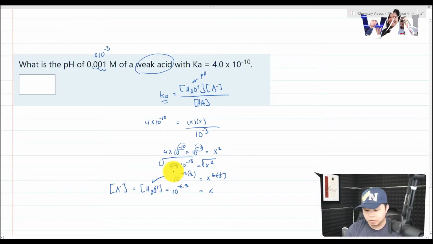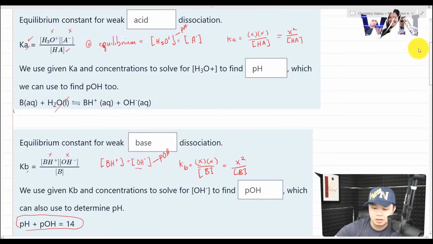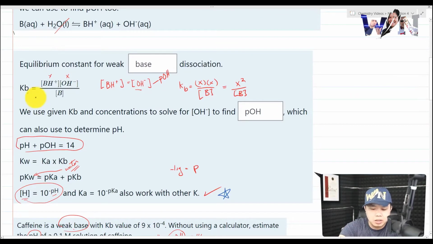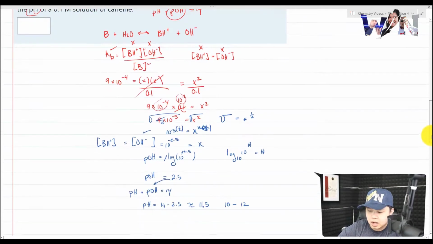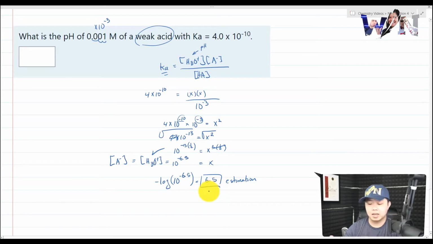But all we care about is that one right there, because the negative log of this, which in this case is 10 to the negative 6.5, equals 6.5. There you go. So this is our estimation right here, okay? So it's at about 6.5. And that's pretty much how we combine everything together, from this information to the equilibrium constant of a weak base or a weak acid, and relate them together. So in this case, if I want to solve for pOH, we just take 14 minus that, which gives us pOH.